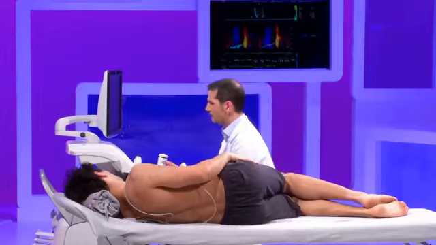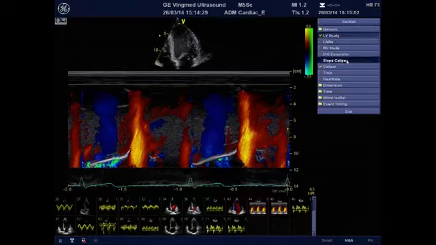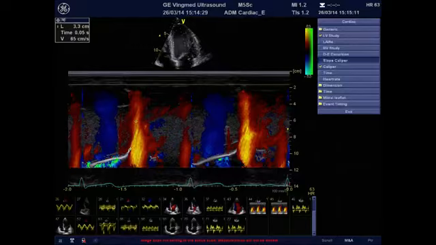How can you do that? You can select from the measure button the slope caliper, and you can really assess this. The normal value in a normal subject should be above 50, and the higher, the better the relaxation. In this young subject with normal function, it is 65.